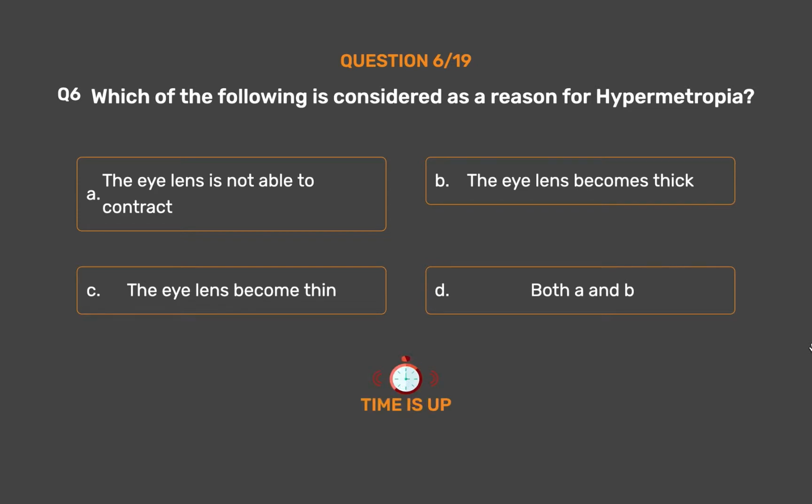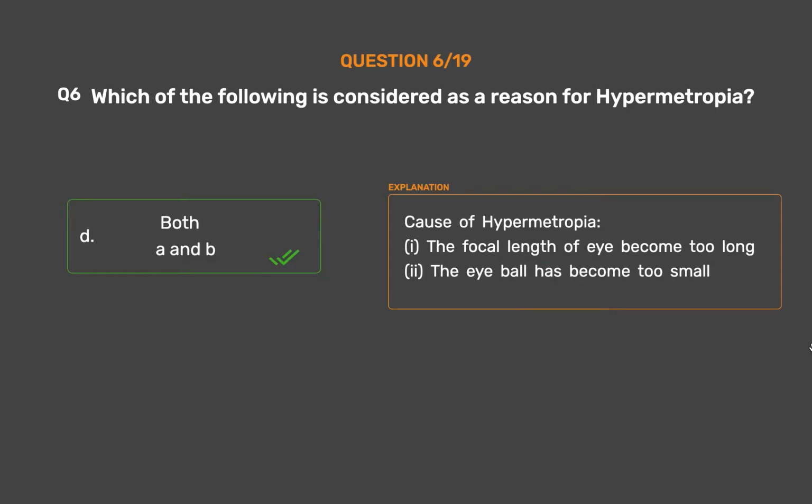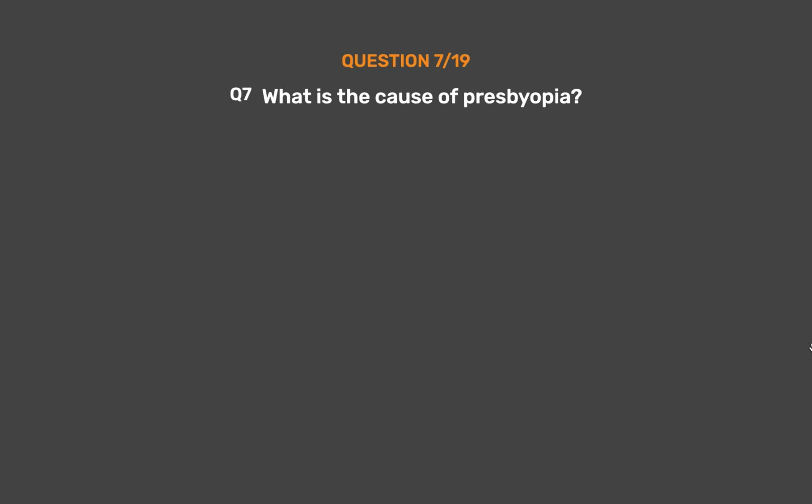The correct answer is Option D. Both A and B. Causes of hypermetropia: 1. The focal length of the eye becomes too long. 2. The eyeball has become too small. Question number 7. What is the cause of presbyopia?